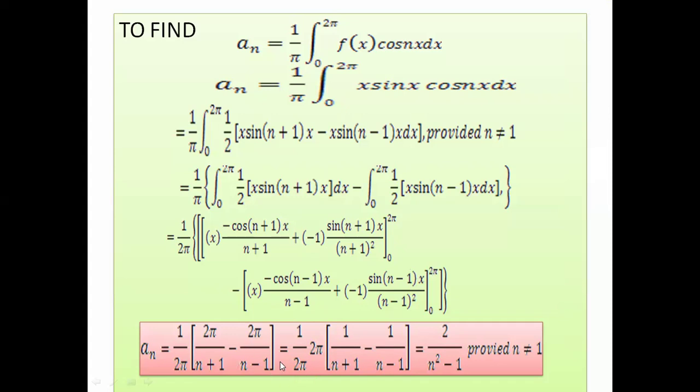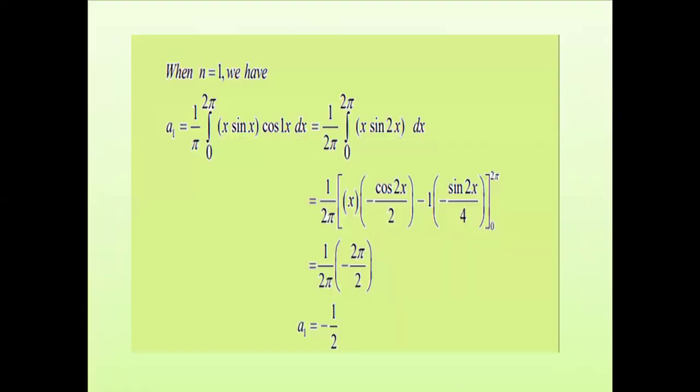You can simplify this equation. So 1 by 2 pi into 2 pi, 1 upon (n plus 1) minus 1 upon (n minus 1). Finally, you can cross multiply, and the 2 pi and 2 pi will get cancelled. Finally, you are getting 2 by (n square minus 1), provided n is not equal to 1.